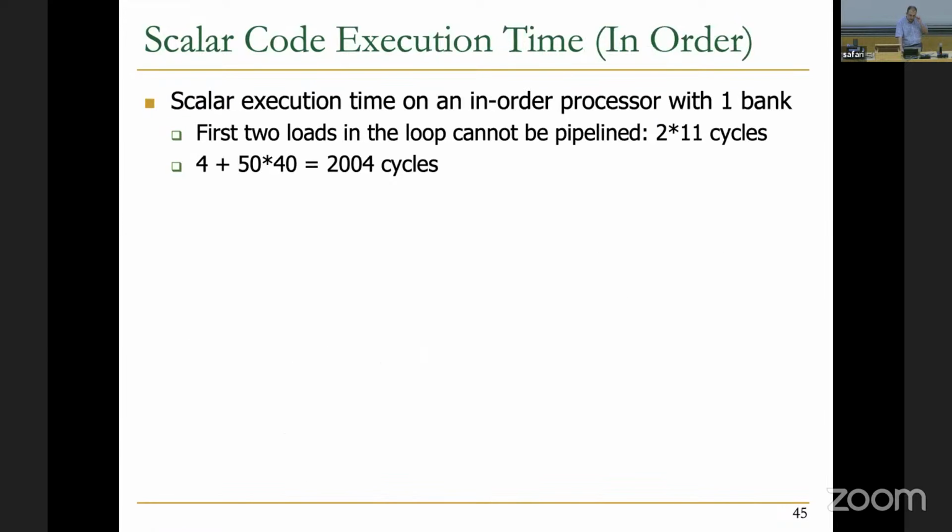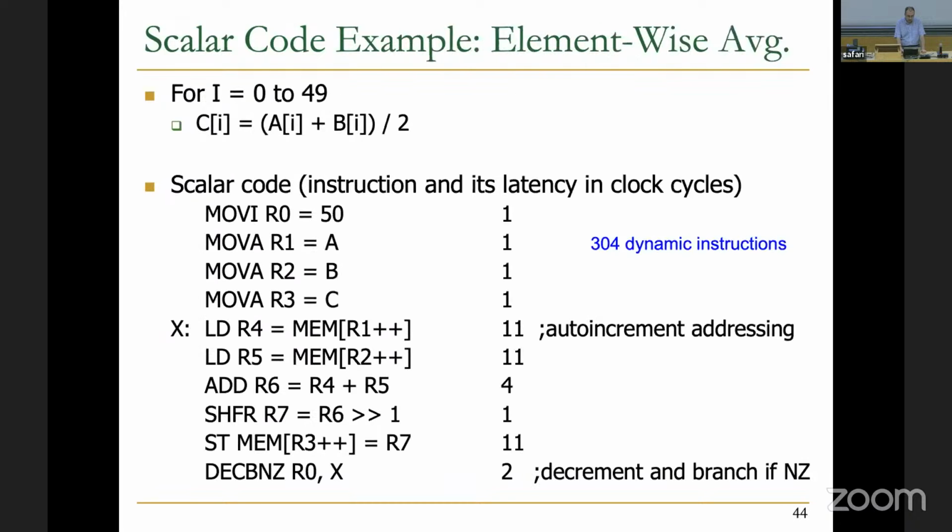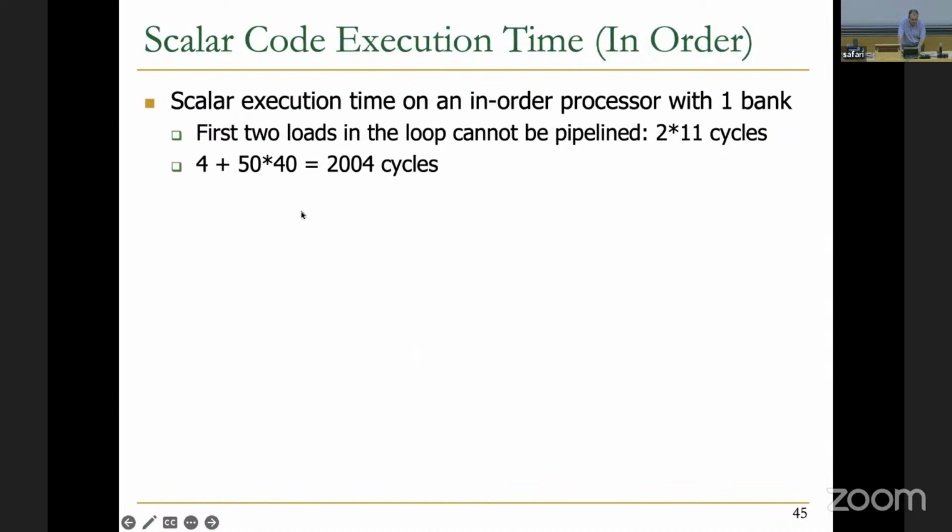So let's make some calculations. For the scalar code execution time, consider the execution time on an in-order processor with only one bank. The first 2 loads cannot be pipelined, so you need 11 plus 11 cycles for that. And then essentially you have 11 plus 11 plus 4 plus 1 plus 11 plus 2, times 50, plus 4. So this is essentially 2004 cycles for a scalar execution. Of course, with some simplification in analysis.